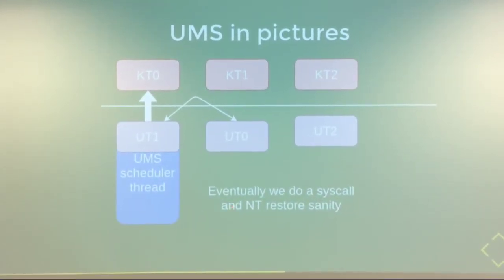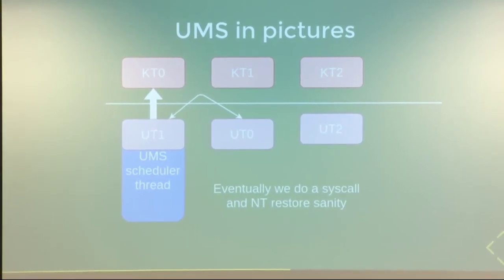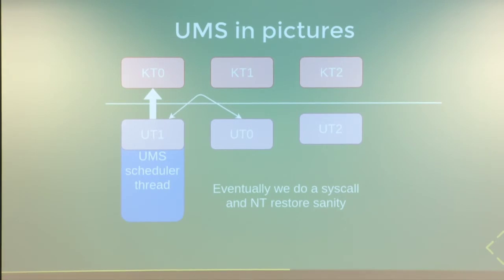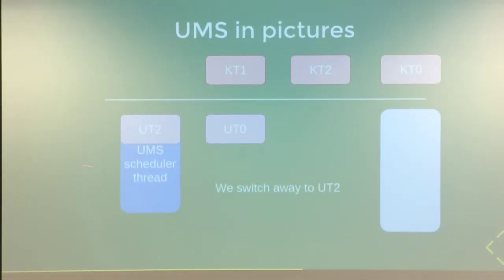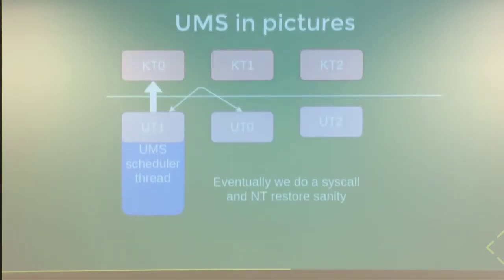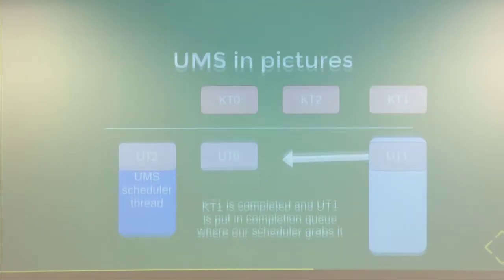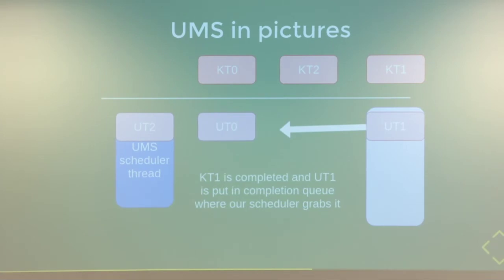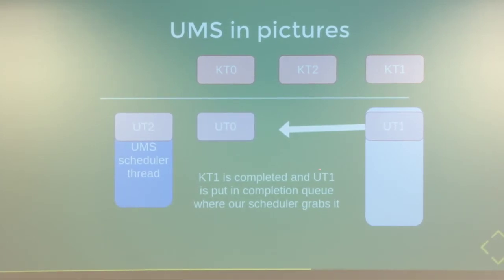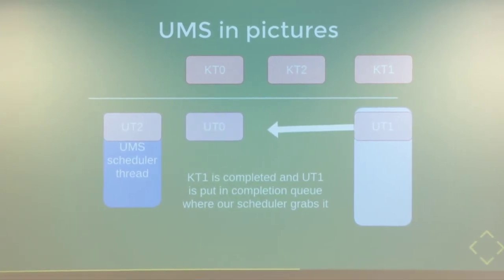And eventually we do a system call. And we are on our own user mode thread here. So in the kernel, we'll swap it back and restore sanity, and it will be off to work here. And the user mode thread is somewhere on the side, waiting. And we get to run the other guy that was sitting there, UT2. After a while, that guy completed his work, and we get a completion here, and we get it back, and we can switch again to it. So this is the kernel side of things.